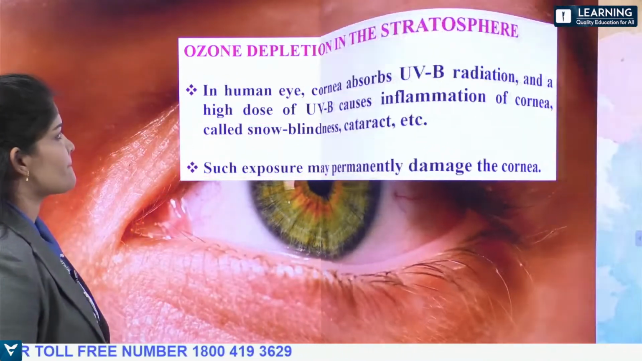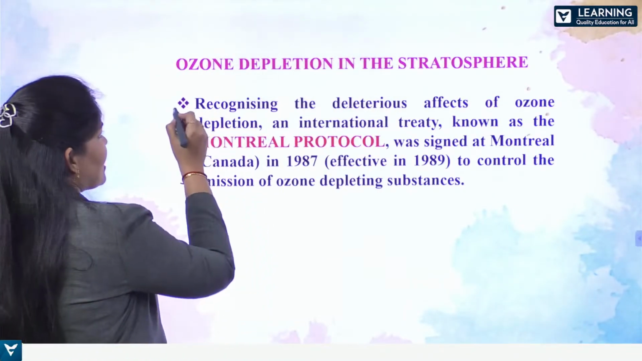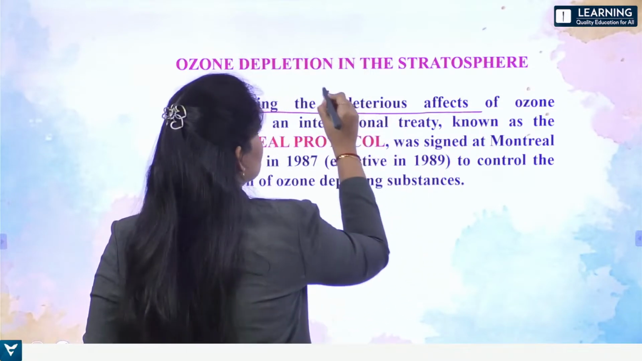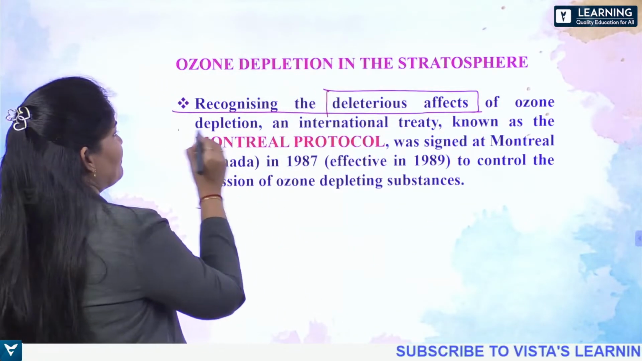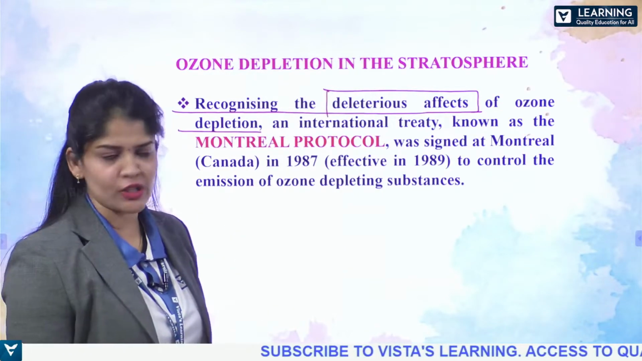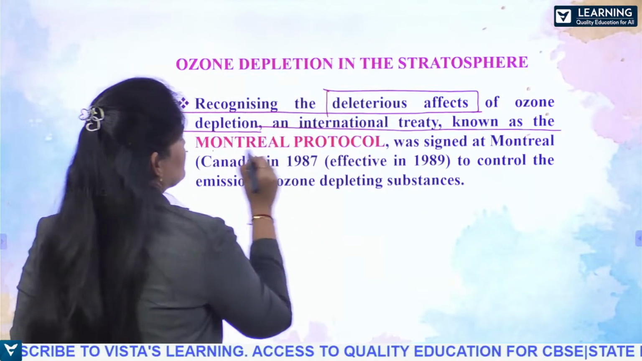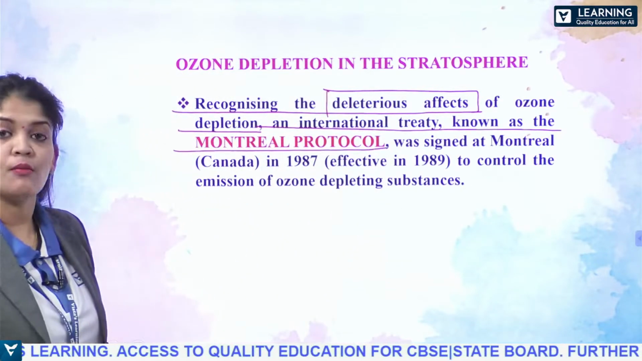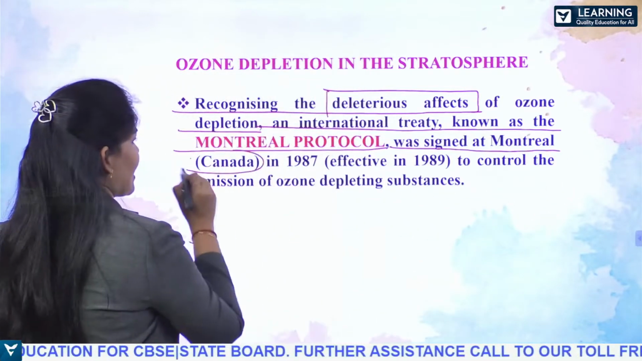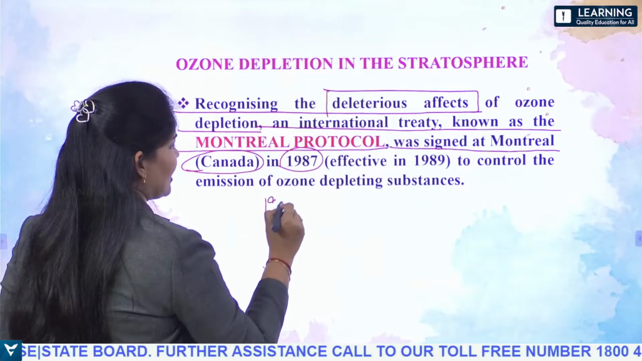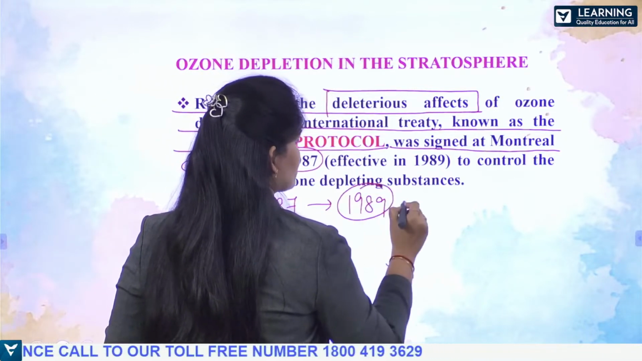Now, this is important again. Recognizing the deleterious effect, the damage caused by the depletion of the ozone, an international treaty known as the Montreal Protocol was signed at Montreal, which is located in Canada, in the year 1987, but it came into effect in 1989. This is important.